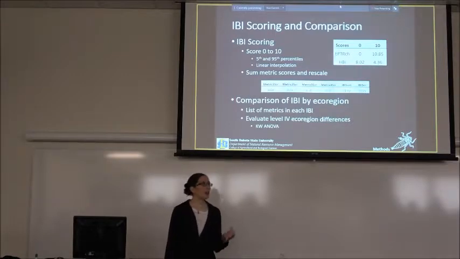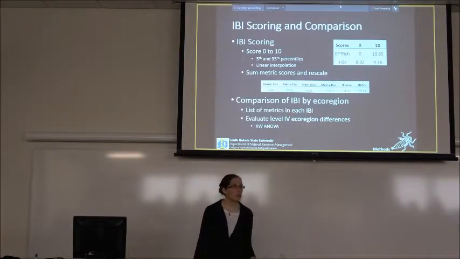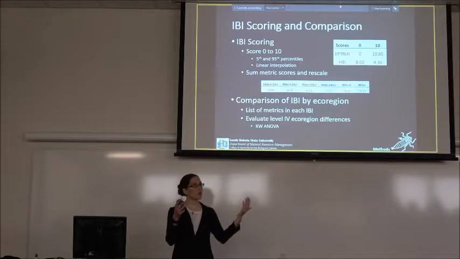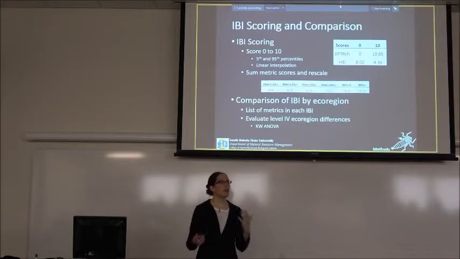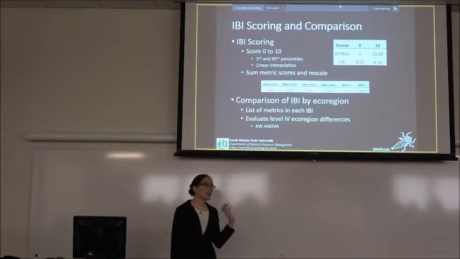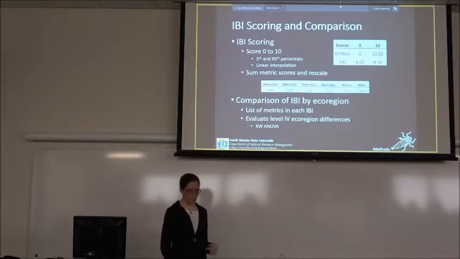To compare our IBIs by ecoregion, we used a qualitative evaluation of looking at the list of metrics included in each IBI and comparing how much they overlapped. And then we used KW ANOVAs to try and detect significant differences by level 4 ecoregions.